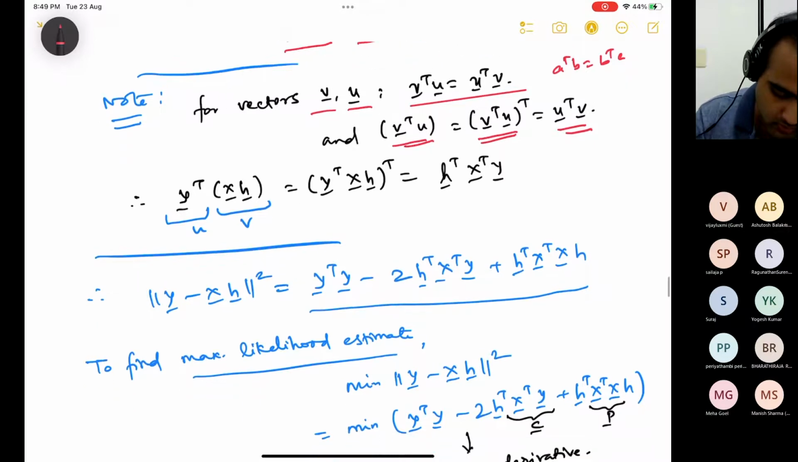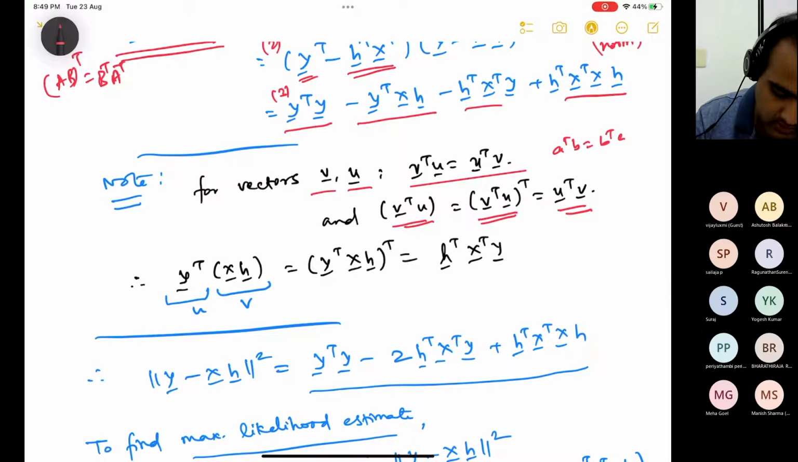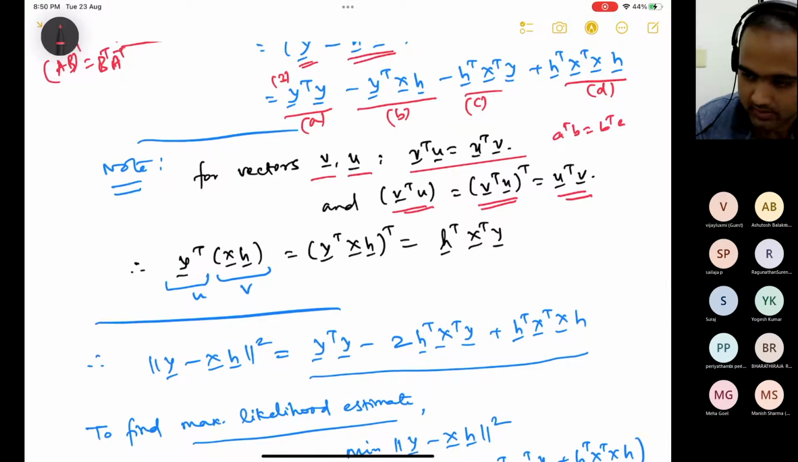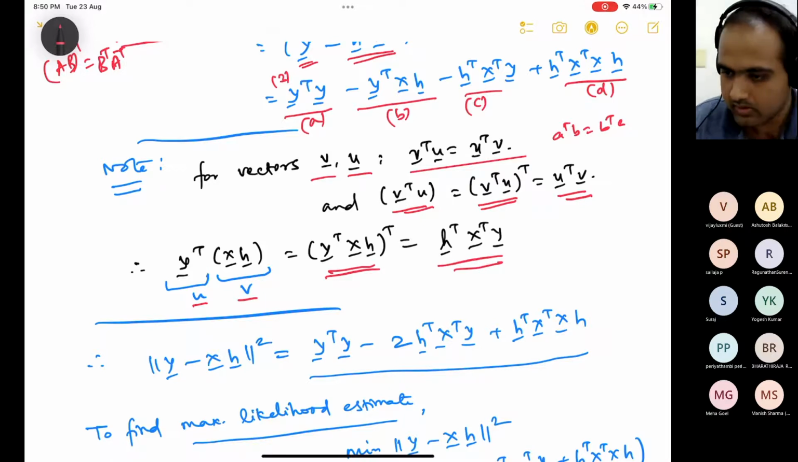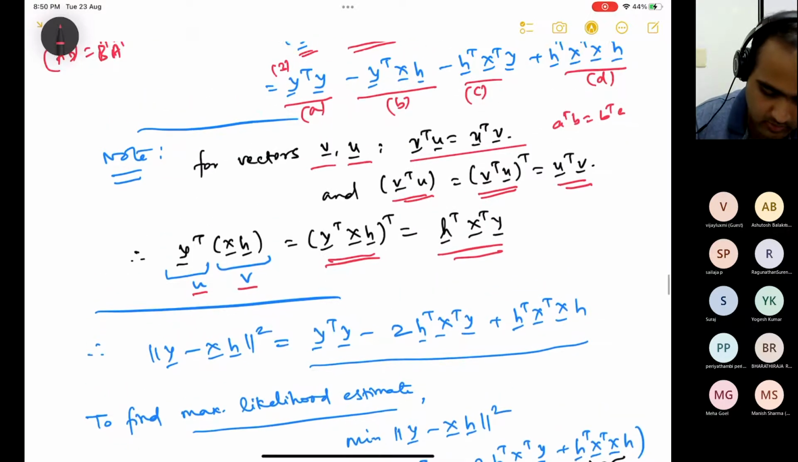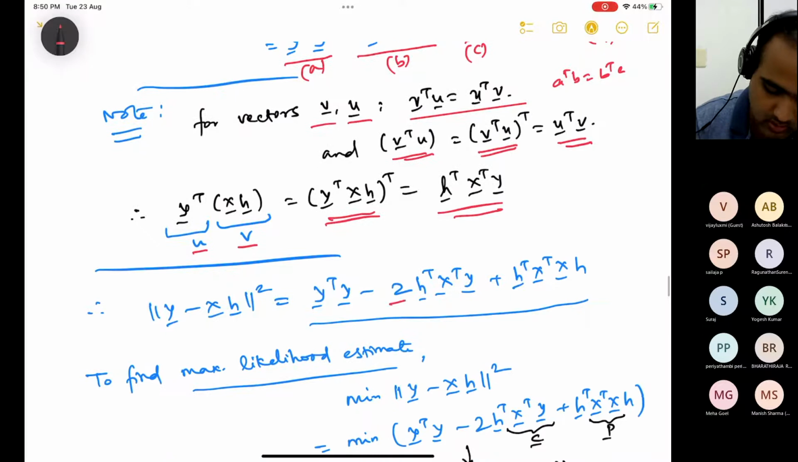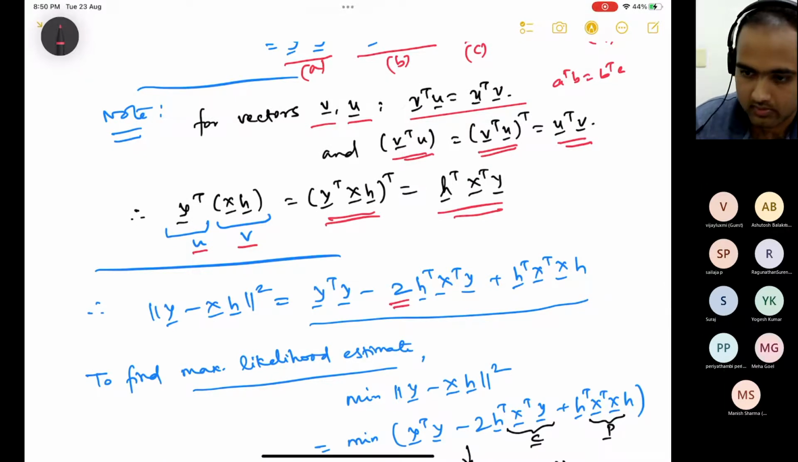Here, if you see, we have two terms. This is say a, b, c, d. We are going to prove that term b and term c are similar. If you see this term y transpose xh, and you consider y as u and x times h as v, and take its transpose, you will get h transpose x transpose y. So these are just vector properties. So b and c terms will merge together as one, so they will double up, and you get this 2 times h transpose x transpose y.